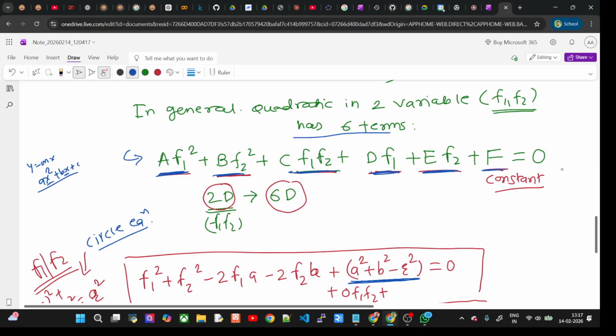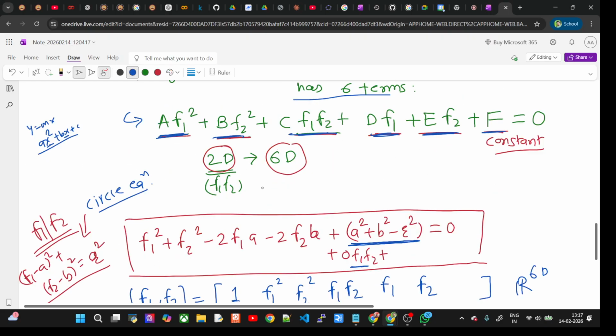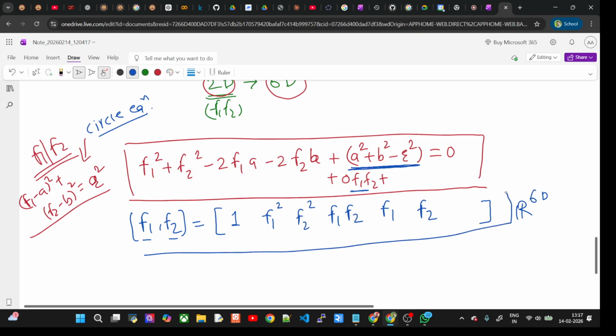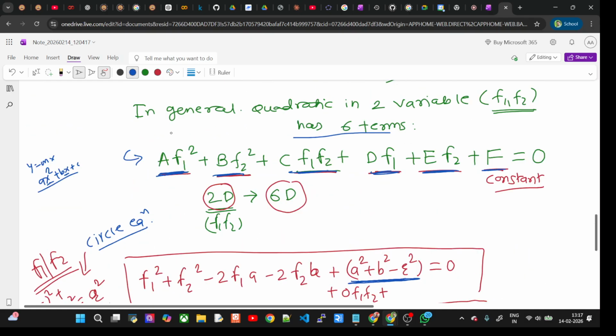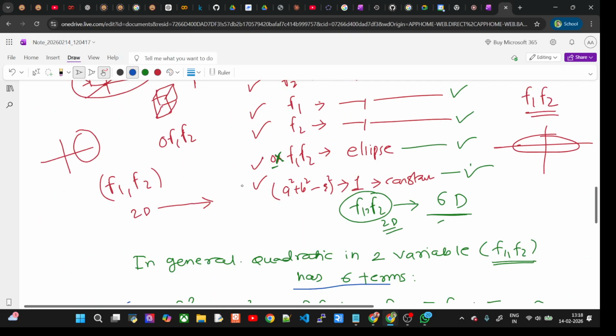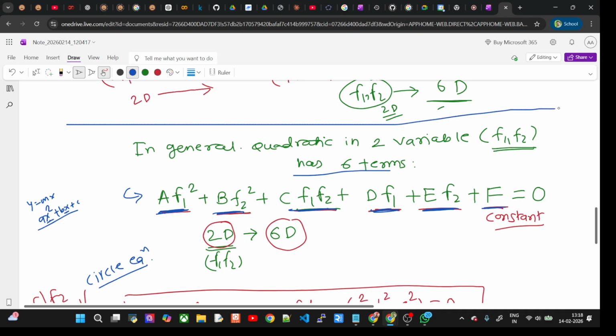If I get the feature map for this equation, these are like the coefficients of the 6-dimensional vectors, or 6-dimensional points. Don't consider anything else about these points, just consider the points we saw here. Whenever a 6-dimensional thing comes, with a f1 square, b f2 square and so on, this equation has 6 terms.